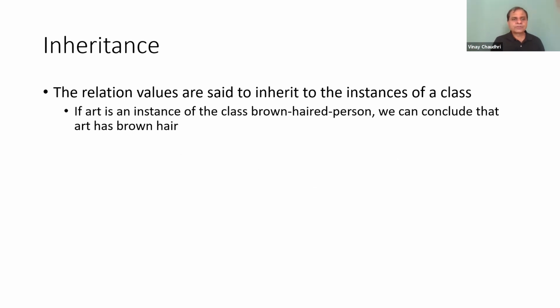The inference which is used quite heavily in the taxonomic system is called inheritance. And what that basically means is that once you define the class hierarchy, and we've defined these relations, relation values are set to inherit to the instances of the class, right? And we've seen some examples of this previously. One of those examples was that if Art is an instance of the class brown-haired person, then we can conclude that Art is going to have brown hair, regardless of whether it was explicitly stated in our data or not.